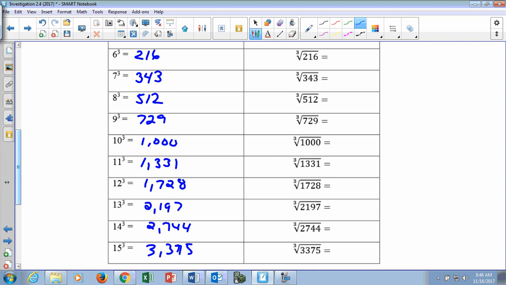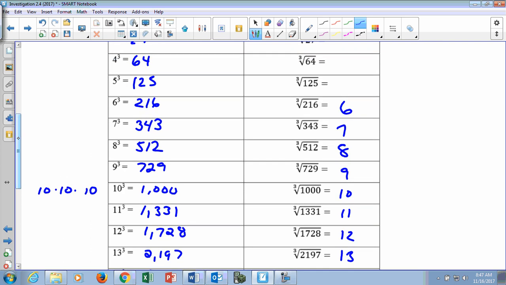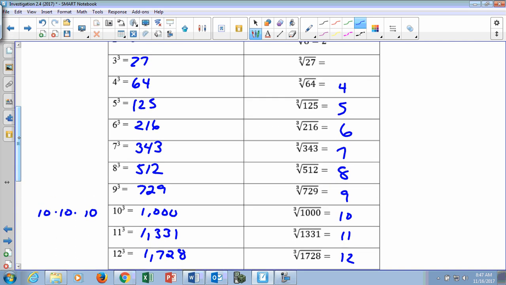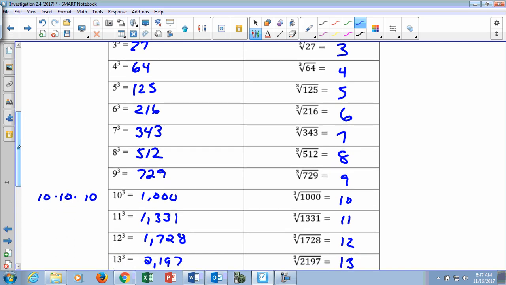But again, all this means is that number times itself 3 times. It's one more than the square root. So we go back to the roots now. These are just 15, 14, 13, and so on, all the way back to the top. If you can get to here and know a lot of the cubes and the cubic roots of those, you'd be pretty good.